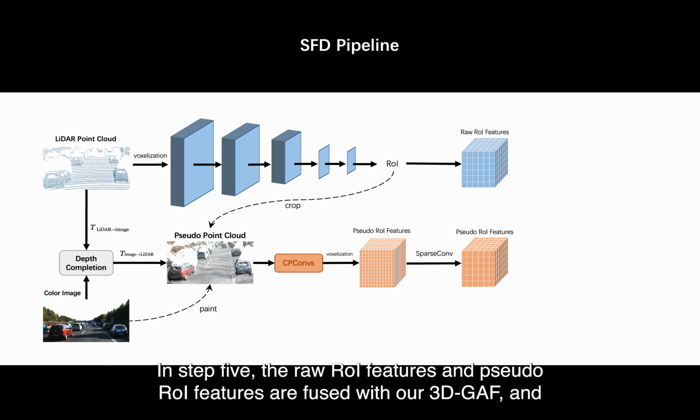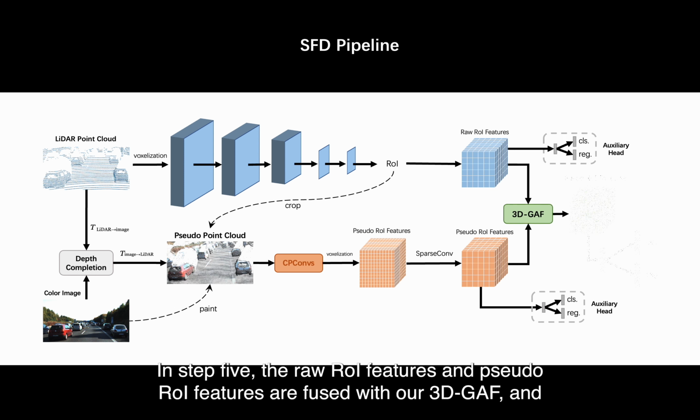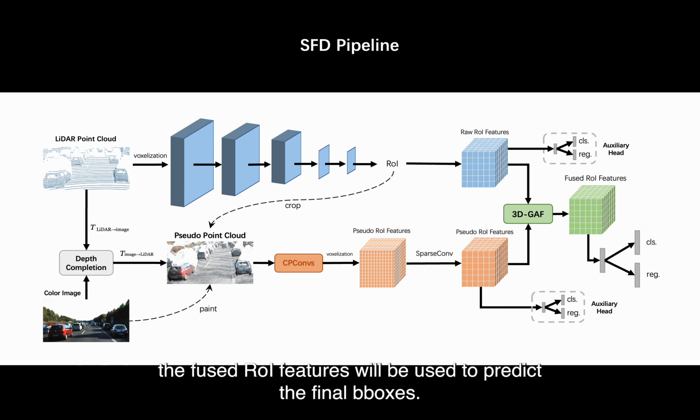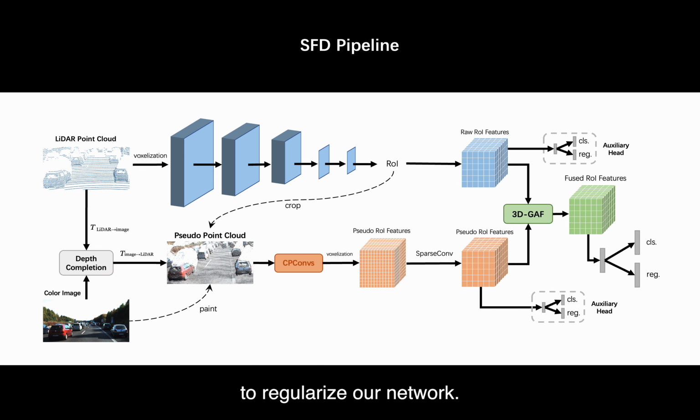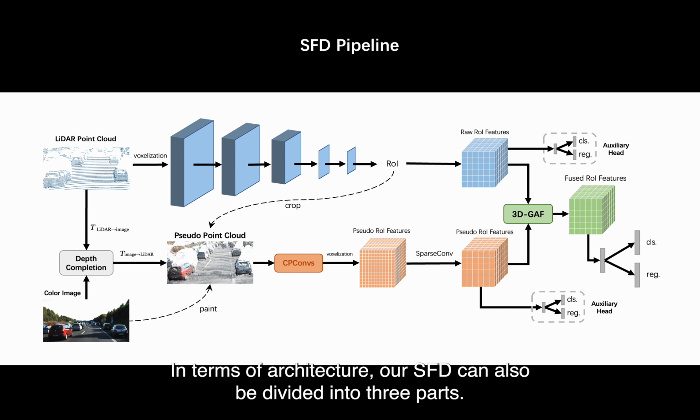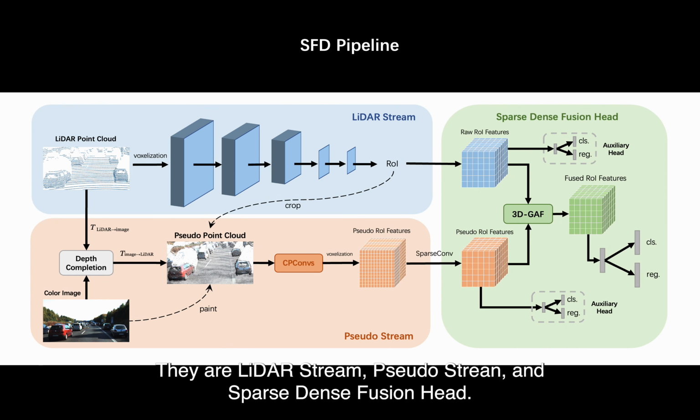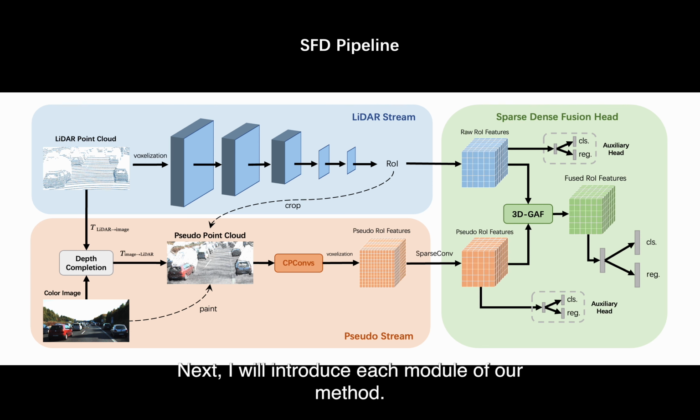In step 5, the raw BEV features and pseudo BEV features are fused with 3D-GAF, and the fused BEV features will be used to predict the final bounding boxes. By the way, we let the raw BEV features and the pseudo BEV features predict bounding boxes separately to regularize our network. In terms of architecture, SFD can also be divided into 3 parts: the LiDAR stream, pseudo stream, and sparse fusion head. Next, I will introduce each module of our method.